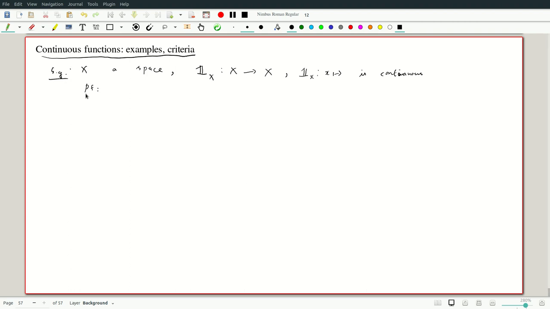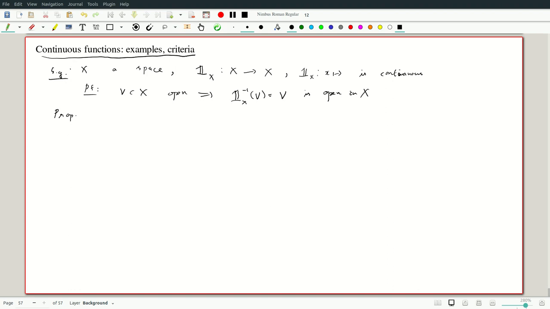The proof of this is that V in X open implies that 1_X inverse of V is V itself, which is open in X. So it's trivial that the identity is continuous. Any structure is preserved by the identity. The fact that this is a structure tells you that the identity is continuous.